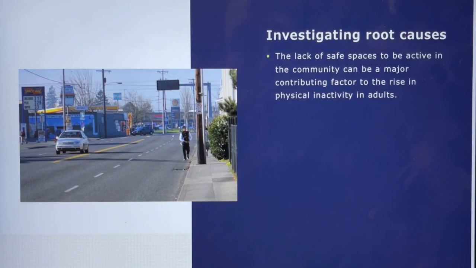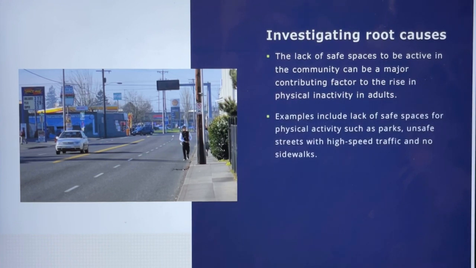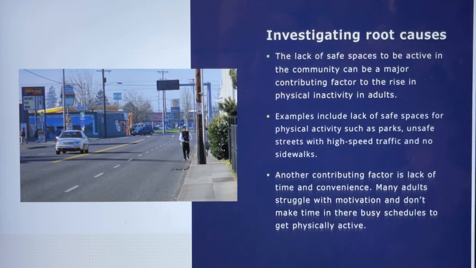Investigating root causes. The lack of safe spaces to be active in the community can be a major contributing factor to the rise in physical inactivity in adults. Examples include lack of safe spaces for physical activity, such as parks, unsafe streets with high-speed traffic, and no sidewalks. Another contributing factor is lack of time and convenience. Many adults struggle with motivation and don't make time in their busy schedules to get physically active.